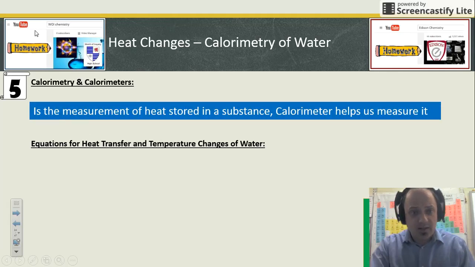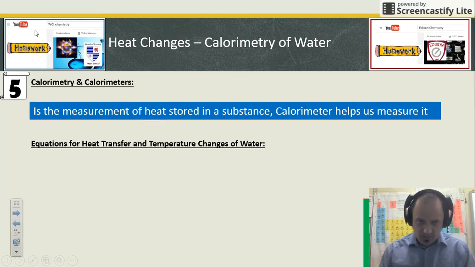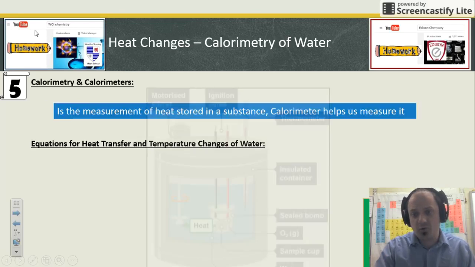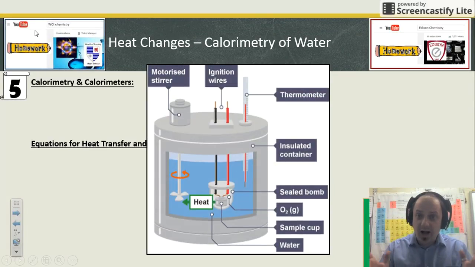To cover the basics, calorimetry is what we call this. It's the measurement of heat stored in a substance. A calorimeter helps us measure it. And here's a picture of a high-class calorimeter. It's an illustration, actually. So what we have here is a sealed bomb at the bottom, right down here, that we would put a chemical reaction in.